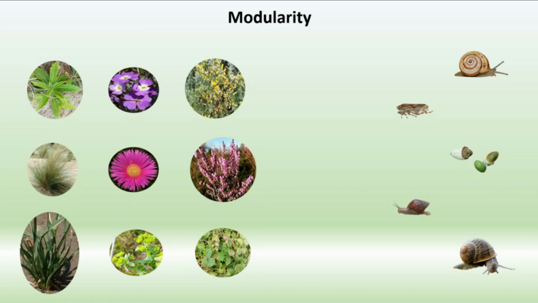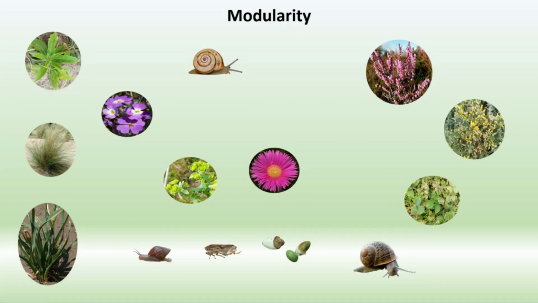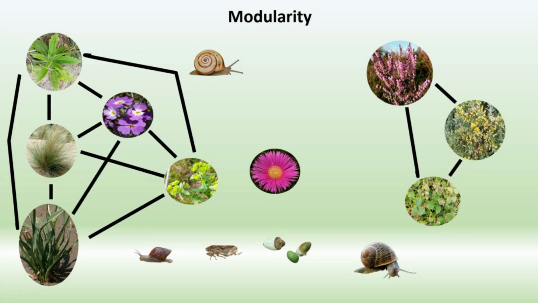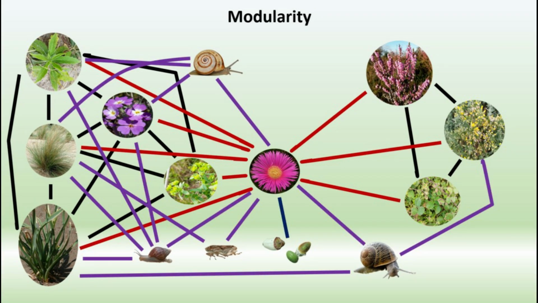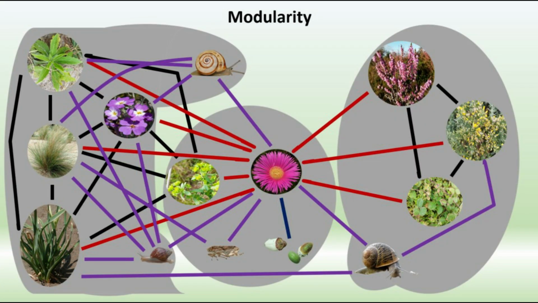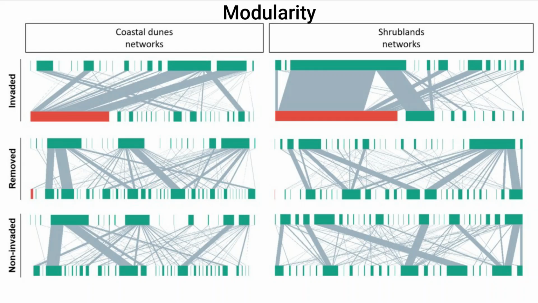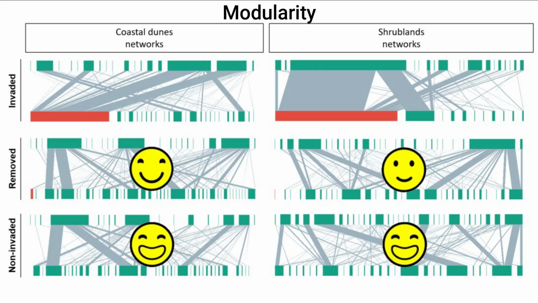Modularity is a measure of how plant and herbivore species tend to be ordered into subgroups of species, which interact more often among themselves than with other species. The higher the modularity value, the higher the stability of the food web, because we can see more diversification and specialization in the interactions between plants and invertebrate herbivores. In this case, the non-invaded and removed plots are more stable, while the invaded plots are very unstable, meaning that the removal of a species could severely affect the network.